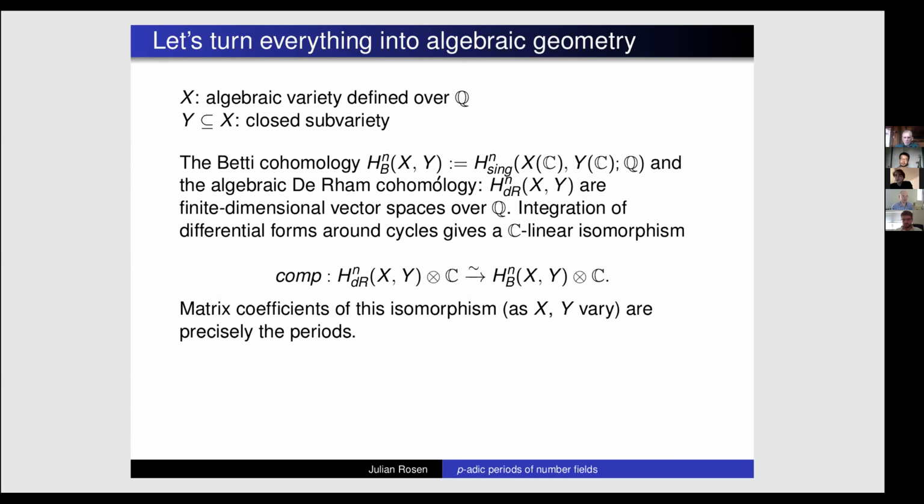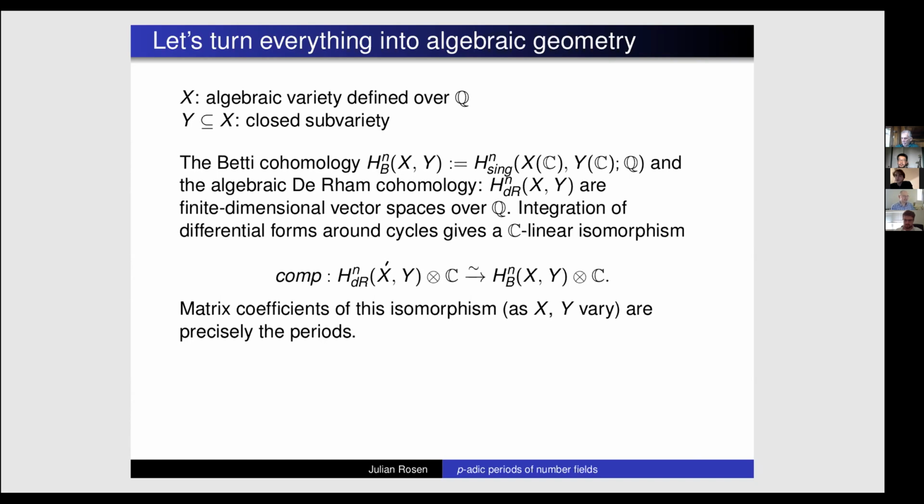The Betti cohomology, right? This is just the singular, the topological cohomology of the complex points. And then we also have this more algebraic theory, the algebraic de Rham cohomology. You think of a class in the algebraic de Rham cohomology as being represented by an algebraic differential form. You think of a Betti cohomology class as being a Q-valued function on cycles, and a de Rham cohomology class is represented by a differential form. That isn't quite precise, but that's the picture to have in mind. So these are finite dimensional vector spaces, and there's a comparison isomorphism between them when you extend scalars to C.